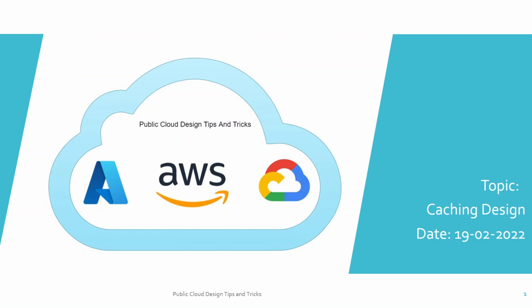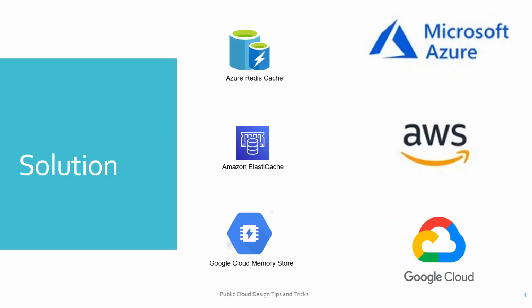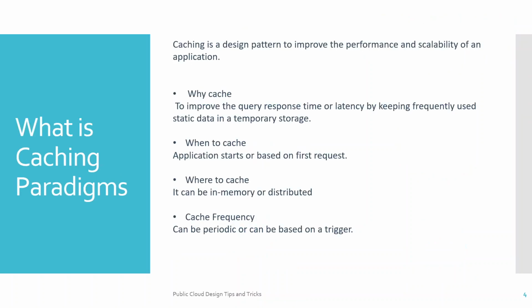Today's topic is caching design strategy. The problem statement is how to design the best caching strategy in public cloud applications with the offerings from Azure, Azure Cache for Redis, from AWS, Amazon ElastiCache, and from Google Cloud, Cloud Memorystore.